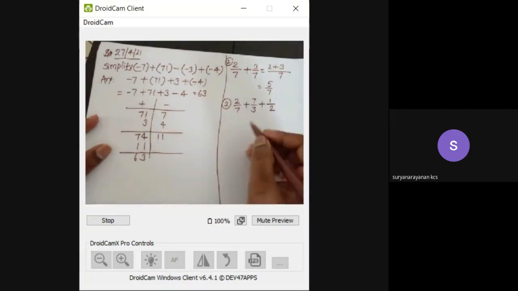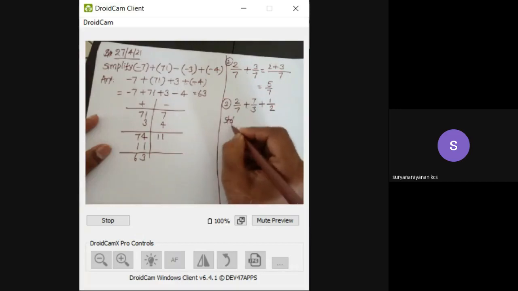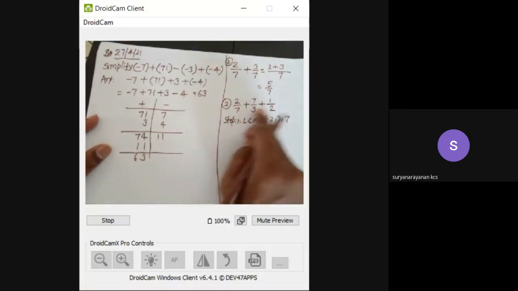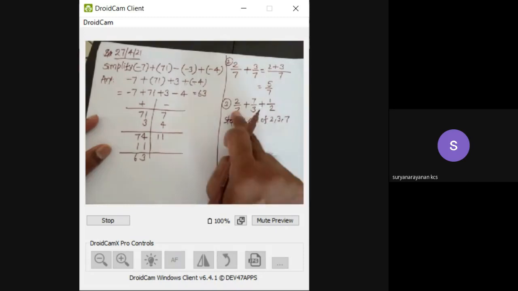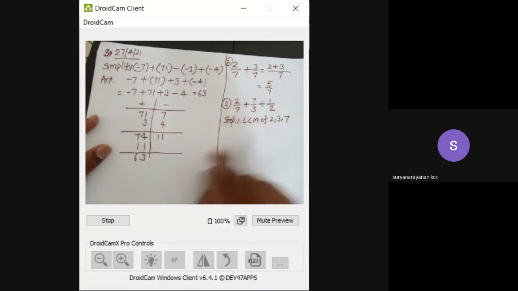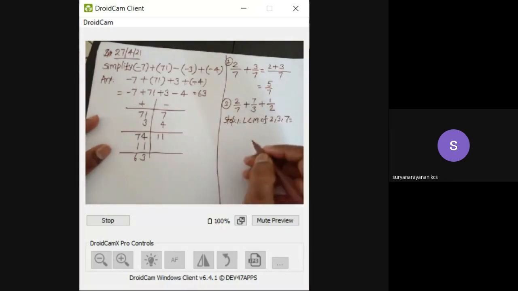In this case, first of all, what is the first step? LCM. You have to find the LCM of the denominators. LCM of 2, 3, 7. No need to write these denominators in the same order. In general, we write the denominators in ascending order. Smaller number here 2, after that 3, after that 7. Now we have to find the LCM of these three numbers.